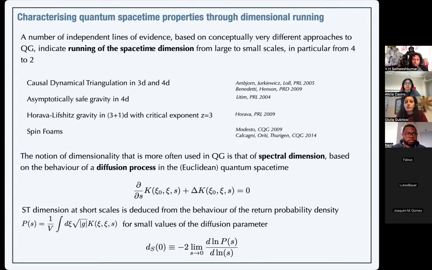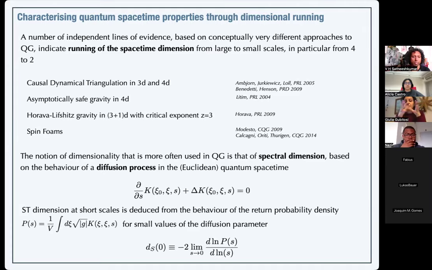So first of all, what were people actually looking at when they were saying that there was running of dimension? They were looking at spectral dimension. So basically, they were considering a diffusion process in space-time. Space-time turned Euclidean, because the diffusion process is defined on Riemannian manifolds, okay? And when you have a diffusion process, then you can define what is the probability that after some diffusion time, you come back to where you came from. And this is the return probability.